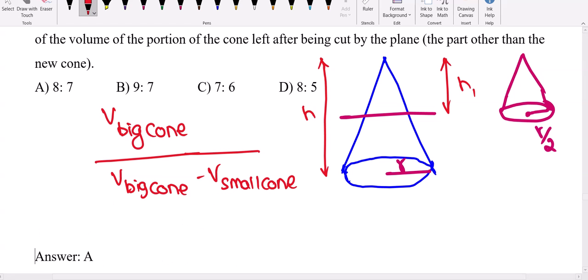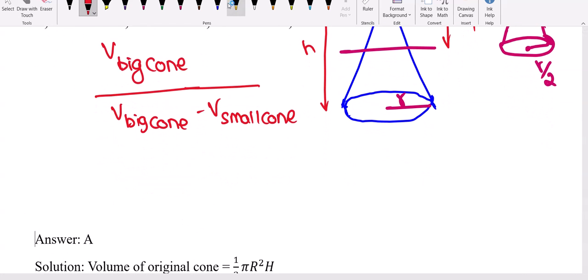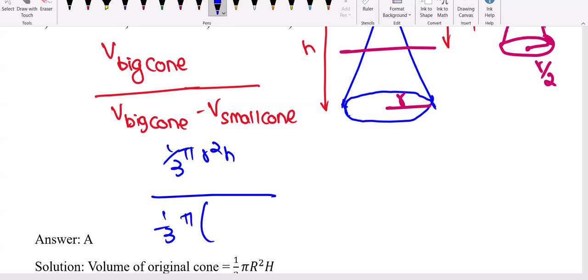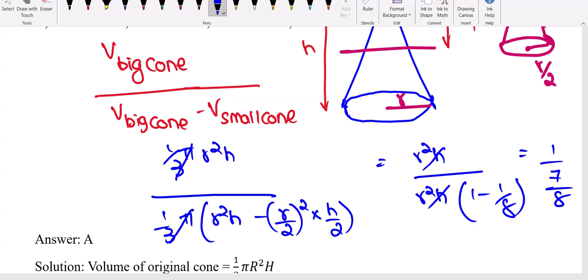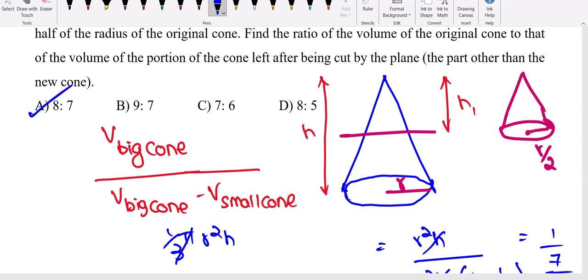Big cone volume is 1 by 3 pi r square h. Every term has 1 by 3 pi, so I'm not taking that. I will write it once: r square h. Here I'm taking 1 by 3 pi common. Big cone, r square h. Small cone is r by 2 whole square, height is h by 2. So 1 by 3 pi, 1 by 3 pi cancel. R square h, the denominator also r square h should pull out, but 1 minus 1 by 8. 1 upon 7 by 8 is 8 divided by 7. That is the option: 8 is to 7.